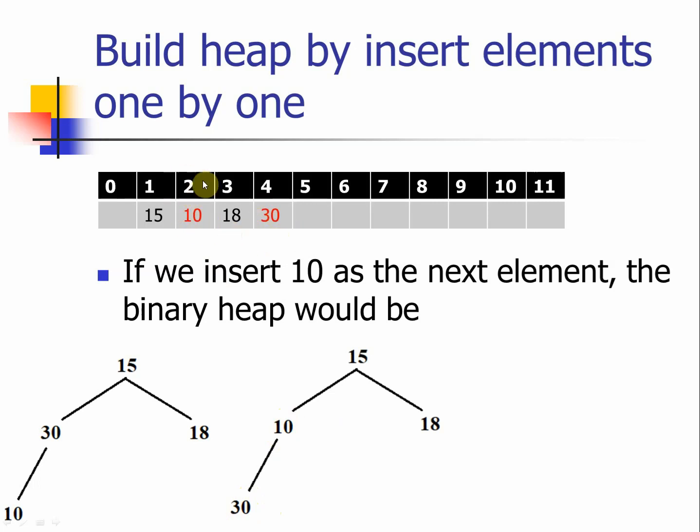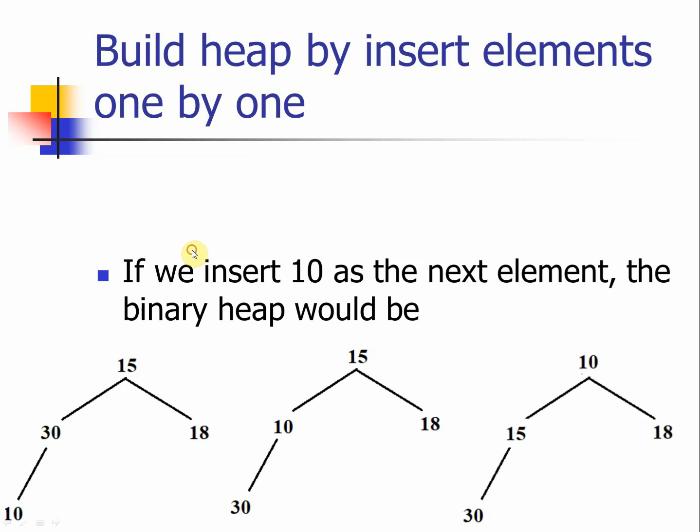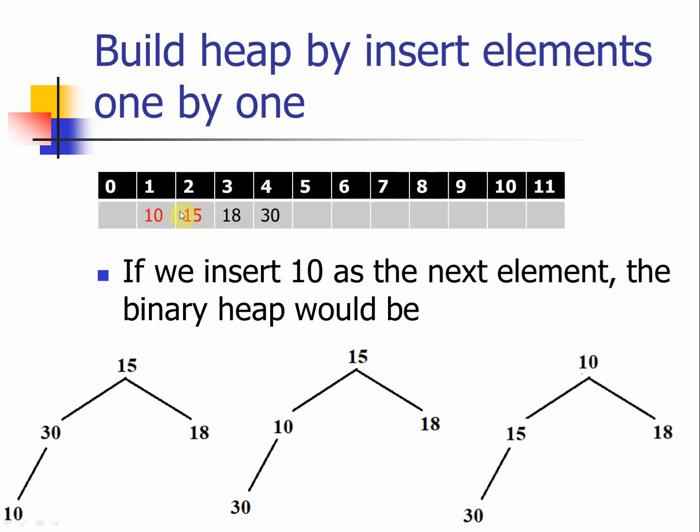But that's not the end of it. So the index 2 needs to find the parent, which is index 1, continue doing the comparison, finding that they need to be swapped. And therefore, they are swapped, generating the complete binary tree which satisfies the ordering property that makes it become a binary heap.